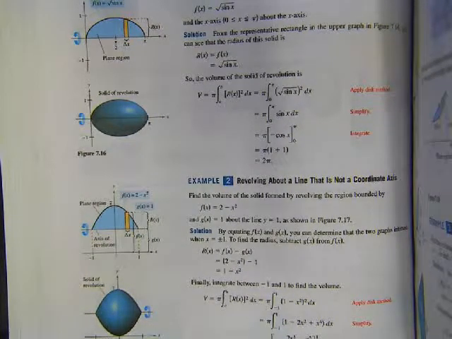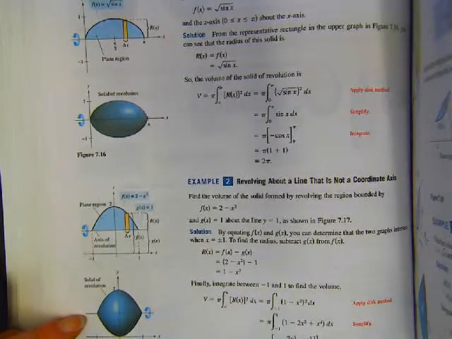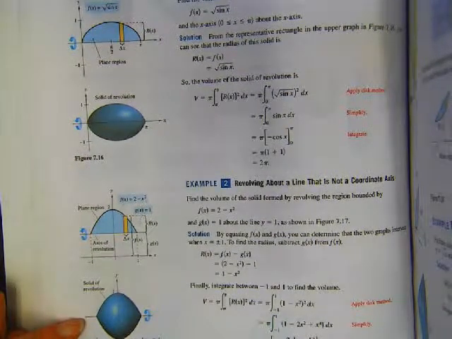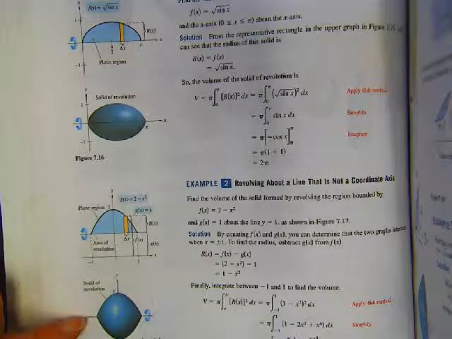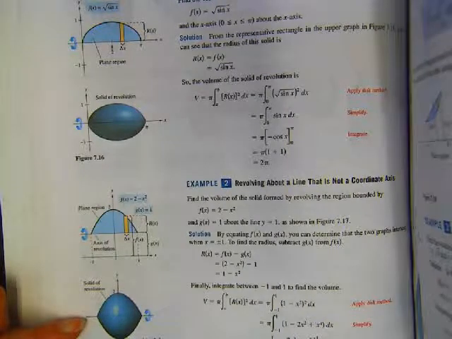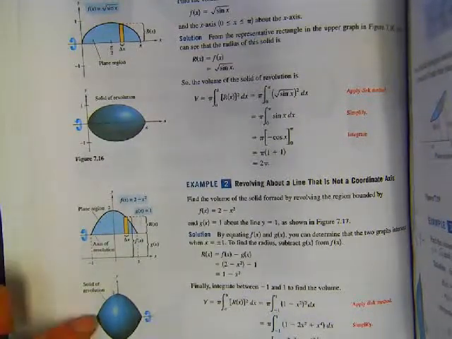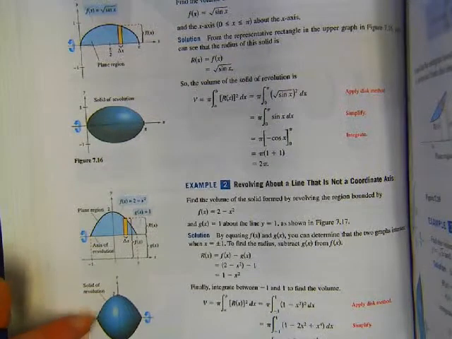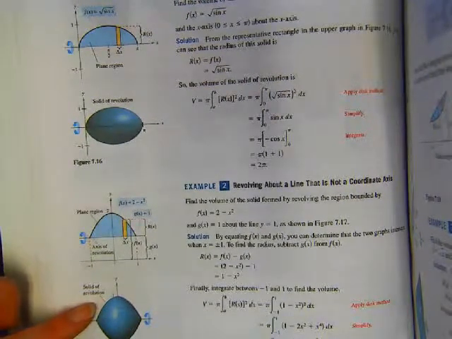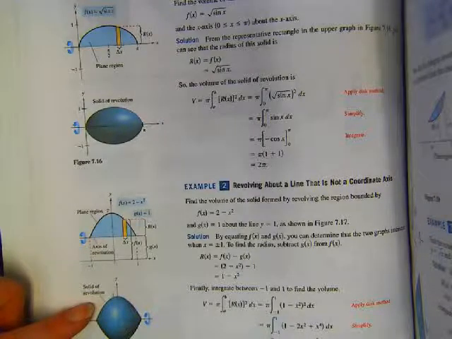So the function would be, pretend that this was the x-axis, what would the function be then? How far would it get? Instead of 2 minus x squared, what would it become? How far away from the line y equals 1 is it? 1 minus x squared. Okay.